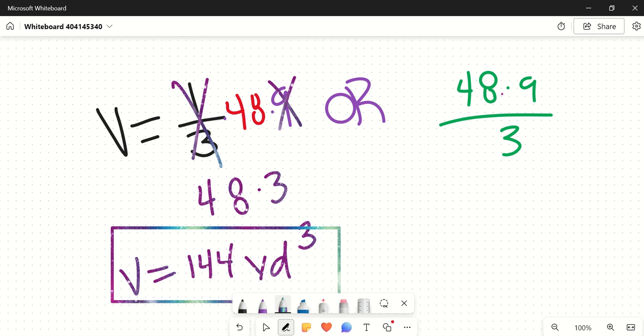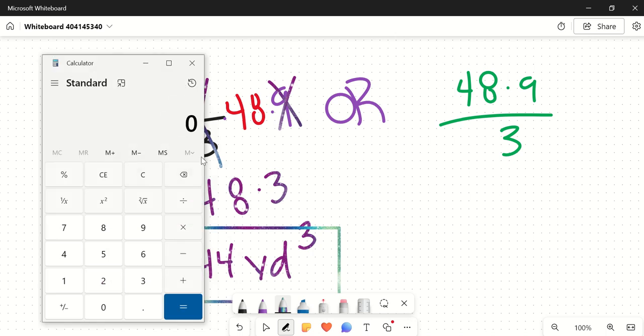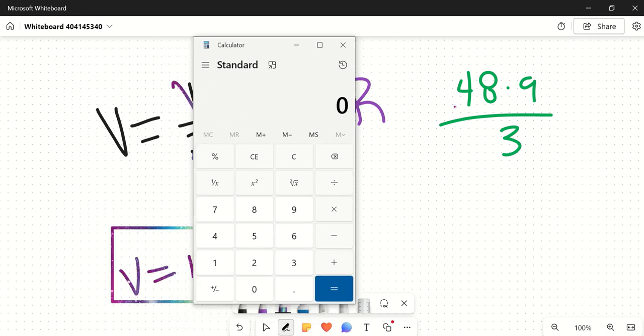Okay. That's one method. Now let's use this long method. Because remember, it's base times height divided by 3, right? If I plug this straight in the calculator, I should still get 144. Watch. 48 times 9 equals 432 divided by 3 equals 144.